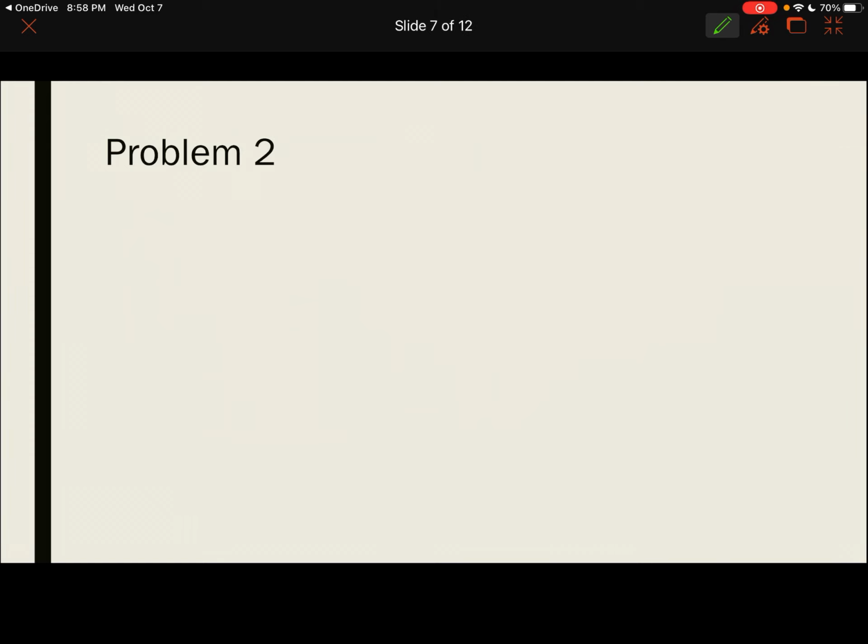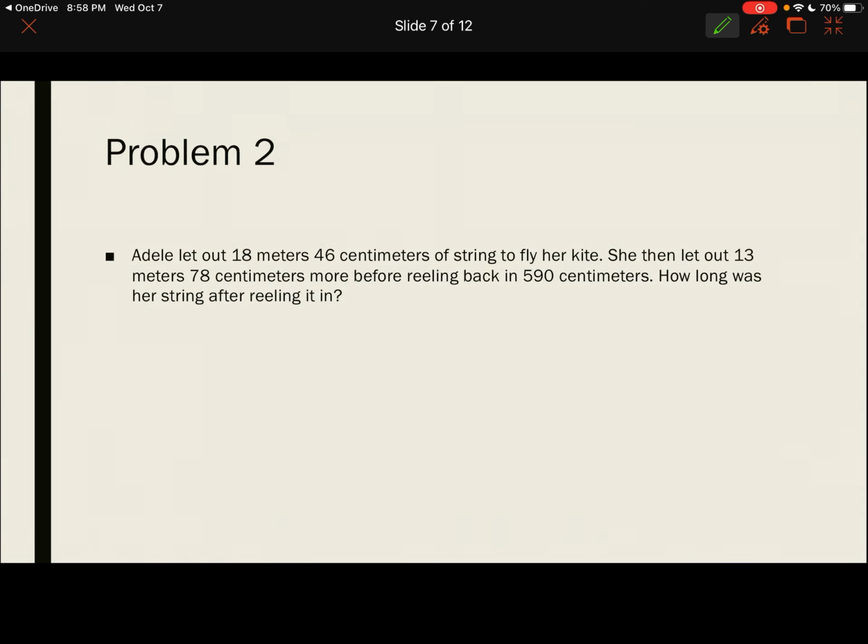All right, moving on to problem number 2. It reads, Adele let out 18 meters, 46 centimeters of string to fly her kite. She then let out 13 meters, 78 centimeters more before reeling back in 590 centimeters. How long was her string after reeling it in?